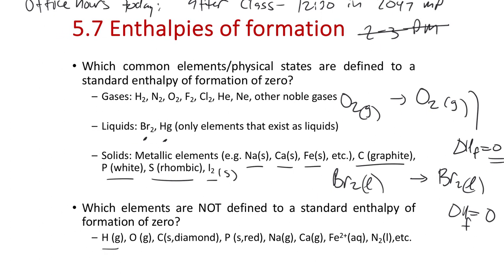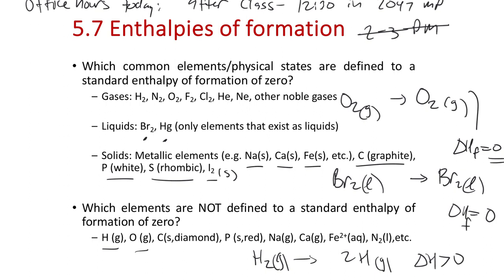So hydrogen would not have a delta HF of 0, just H2 would. So hydrogen atom would not be defined to have a delta HF of 0. Oxygen atom would not be defined to have a delta HF of 0. We'll talk about bond strengths when we get back after midterm 2, but if you think about a bond strength, every bond that you have formed requires energy to break. So that means that H2 gas converting into two H atoms, the delta H of this reaction has to be endothermic. Heat has to be absorbed to break that chemical bond.